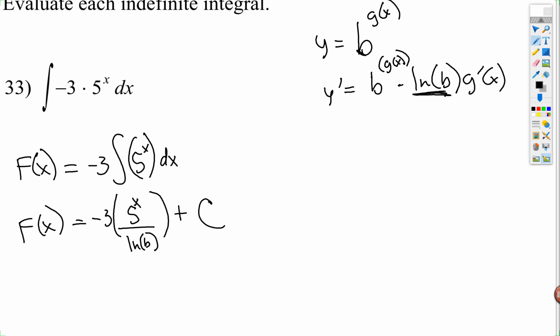Remember, it's not -3 times 5 to mean 15. The 5 to the x, in order to multiply this exponential, this would have to be a 5 or a multiple of 5. Okay, and that's it. And then we'll do the trig ones.